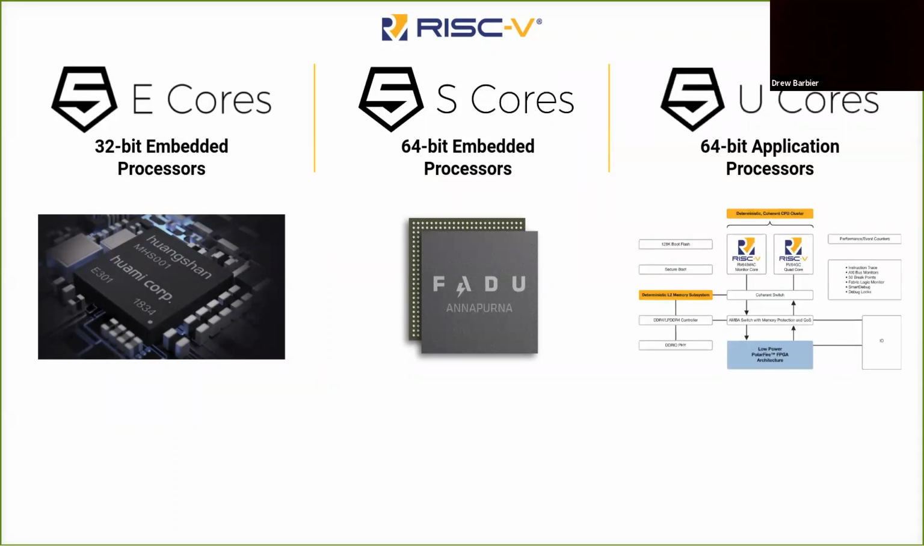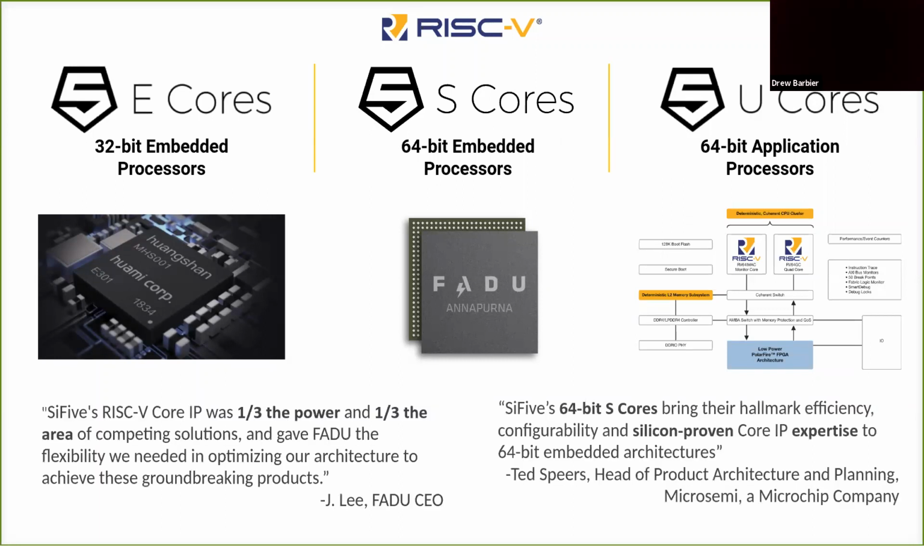And then we have U-cores, which are 64-bit application processors. The U-cores bring features like RISC-V supervisor mode, which adds support for virtual memory and by extension, high-level operating systems like Linux. Microsemi is using our U5 series cores in their PolarFire SoC products. We also have a few nice quotes as well. I like the one from Fadu, where they say that SiFive's core IP products were 1/3 the area and 1/3 the power of competing solutions.